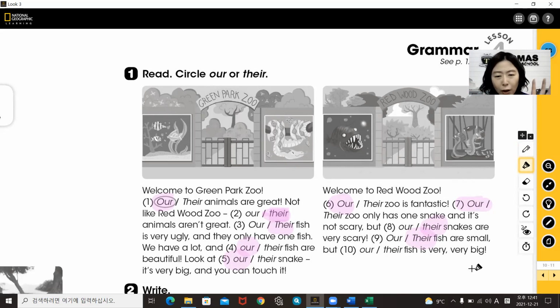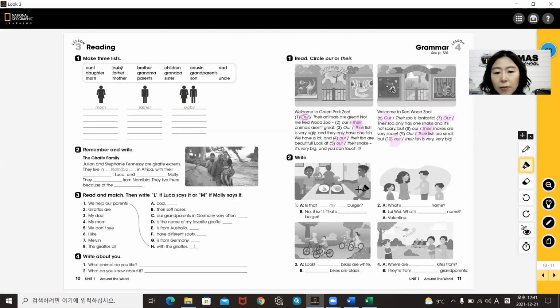Okay, and also you will find out but again. Then but blah, blah, blah is very, very big. That is the good aspect. Then they wanted to show off their good things. So you need to say, but our fish is very, very big. Got it? This is a kind of competitive advertisement. Okay. And how about the next one?